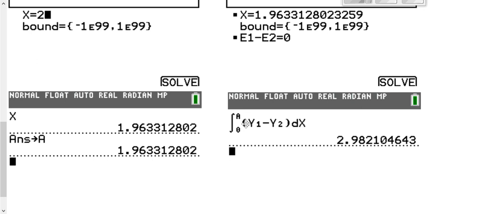And then afterwards, once again, we're going to put our two functions. So you put our top function, which I had in y1, minus our y2, which was our bottom function, and we're integrating with respect to x, so you have to put x here, and it gives us the same answer. So you could do that.